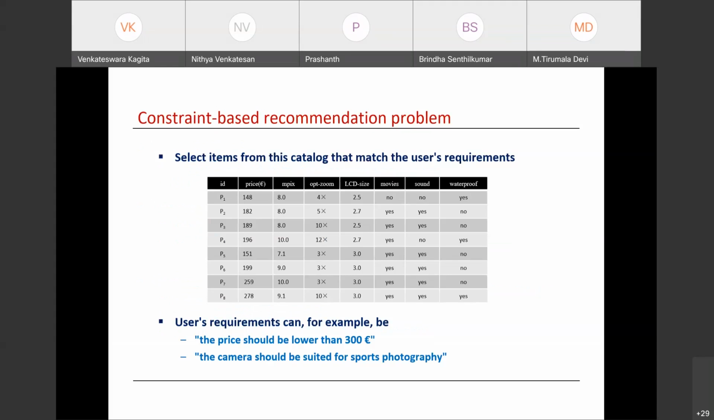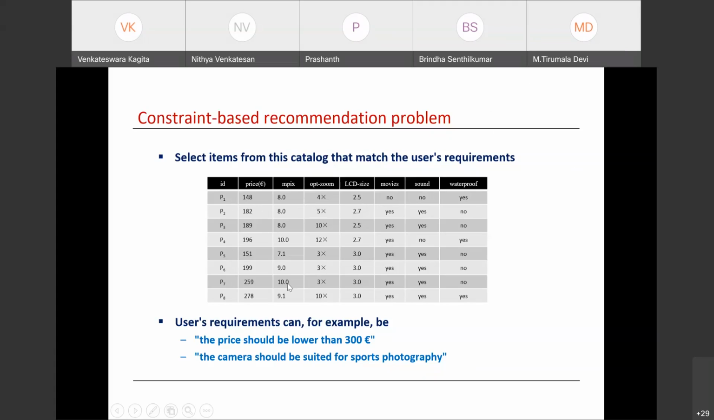And constraint based recommendation, this can be formulated as a constraint based recommendation problem. You select items from the catalog that match the user's requirement. Suppose you want to purchase a camera. P1 to P8 are the cameras, and these are all the features that define the camera: price, megapixels, optical zoom, LCD size, movies, sound, waterproof. All these are the features of the camera, right?